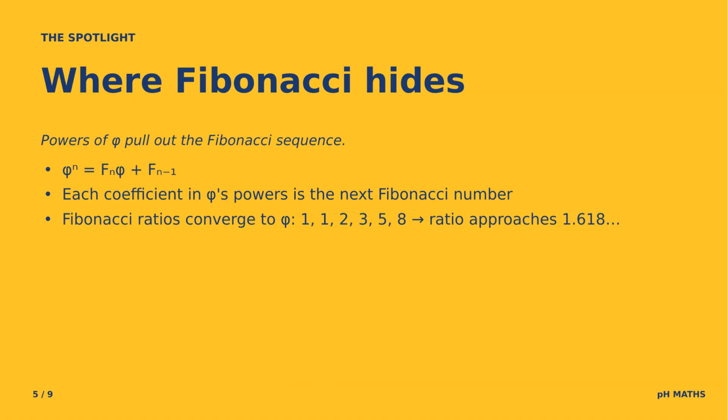Where Fibonacci hides: every power of phi has the form phi to the n equals F_n times phi plus F_(n-1). Each coefficient is a Fibonacci number. Phi squared is 1 phi plus 1. Phi cubed is 2 phi plus 1. Phi to the 4th is 3 phi plus 2. The Fibonacci sequence is hiding inside phi's powers, and the ratio of consecutive Fibonacci numbers, 8 over 5, 13 over 8, 21 over 13, converges to phi.